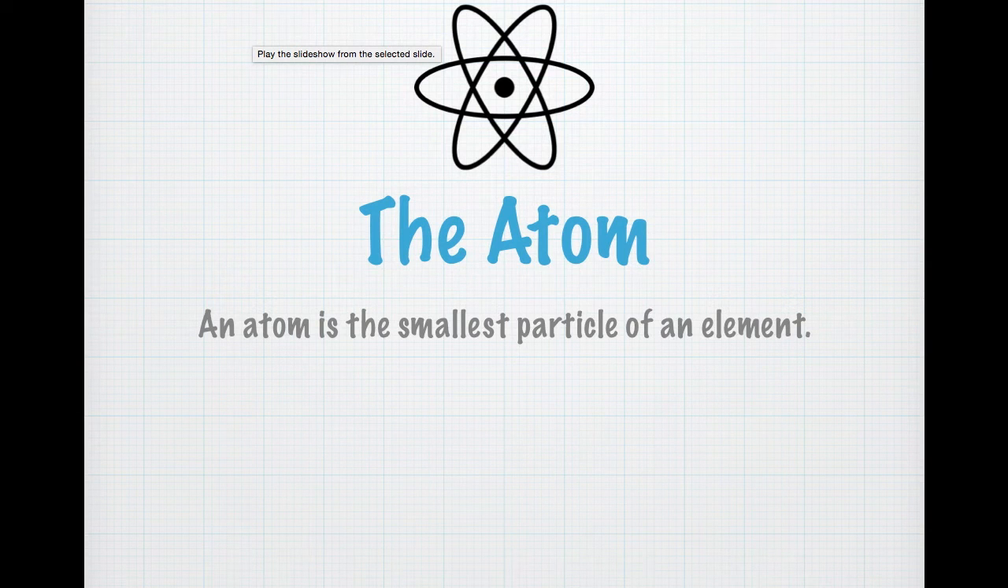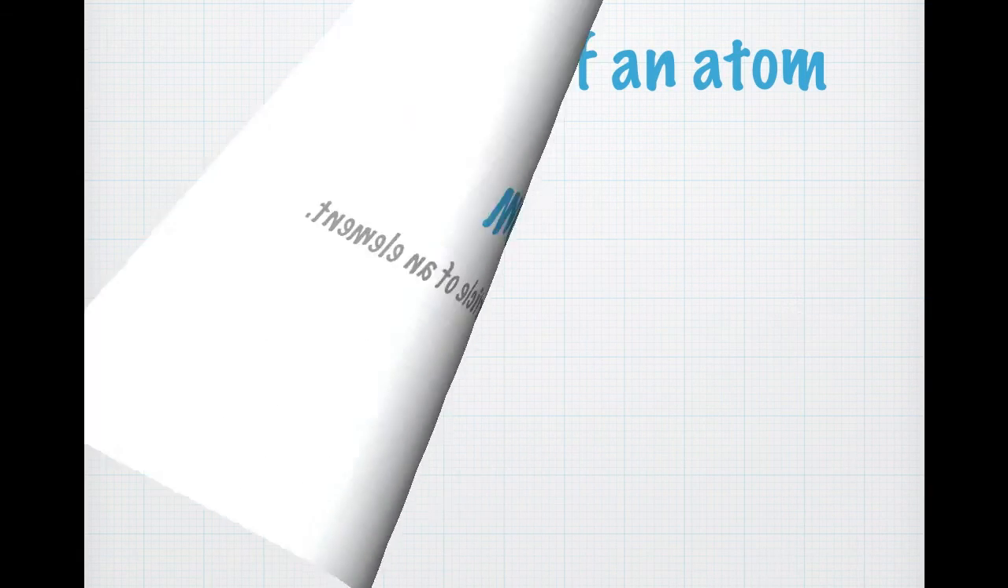Hello, today we are going to be talking about the atom. So, an atom is the smallest particle of an element. Everything around you is made out of atoms. The table you're using and the chair you're sitting on, everything is made out of atoms. Even you are made up of atoms.